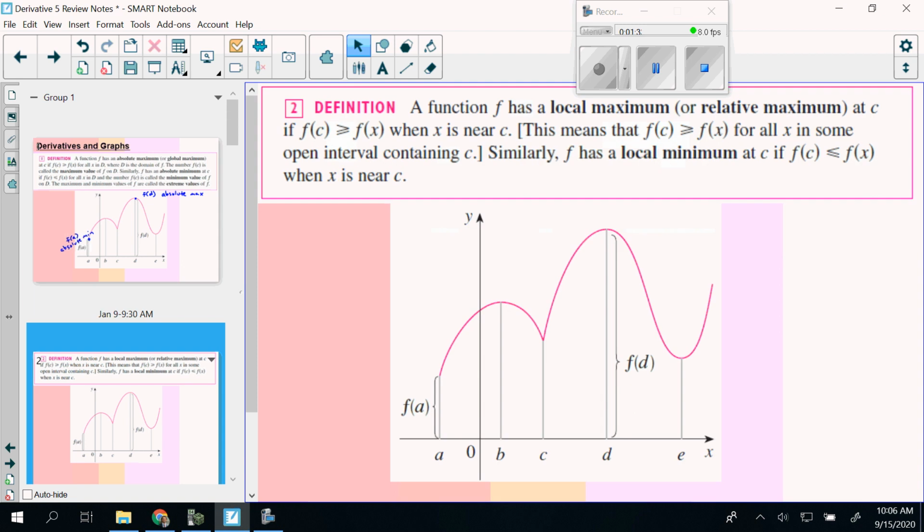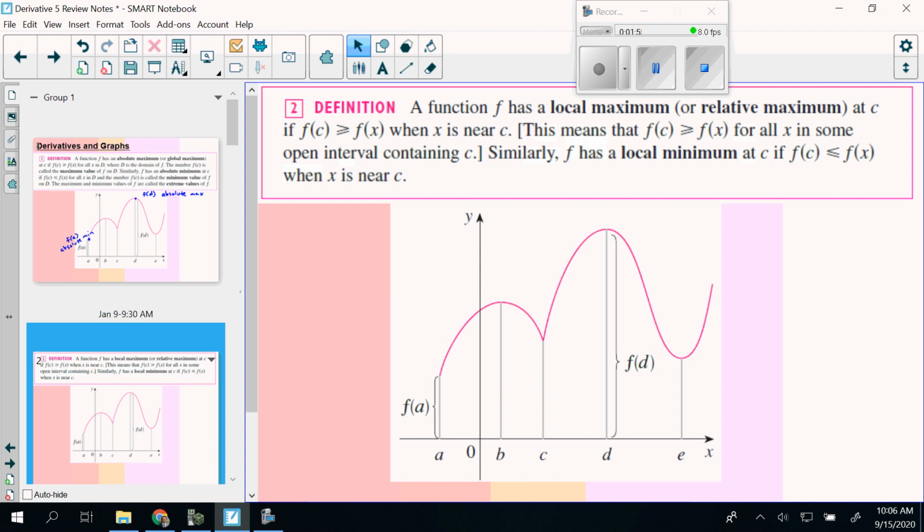A function has a local max, also called relative max, at c if f of c is greater than all the other f of x around that area. So in the general area, if it's the highest value, then it's a local max. Local min, same thing if it's the lowest point in its general area.